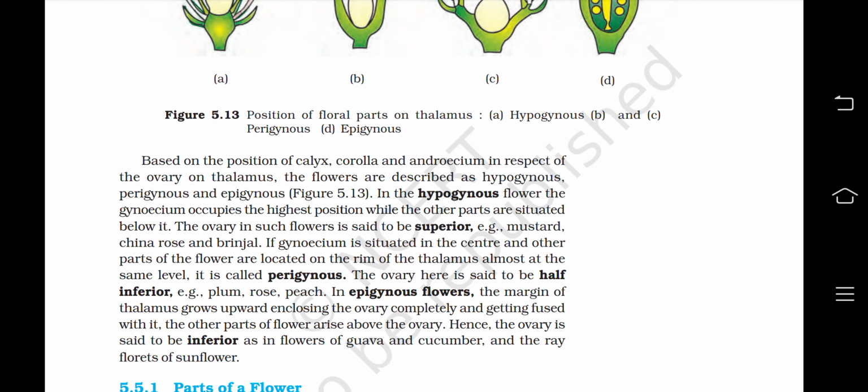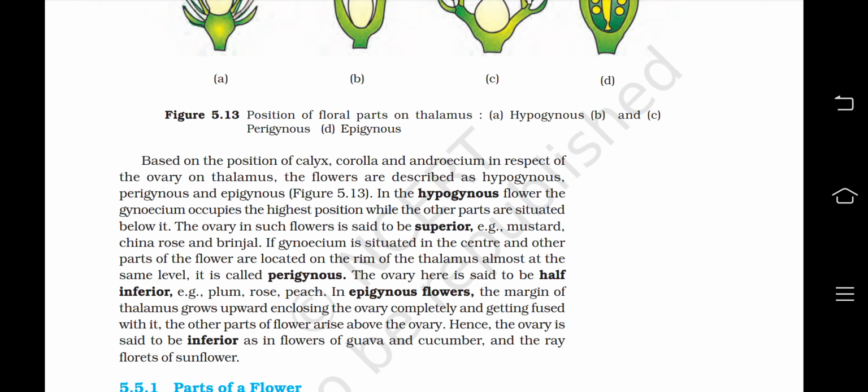If gynoecium is situated in the center and the other parts of the flower are located on the rim of the thalamus, almost at the same level, it is called perigynous. The ovary here is said to be half inferior. Example: plum, rose, and peach.